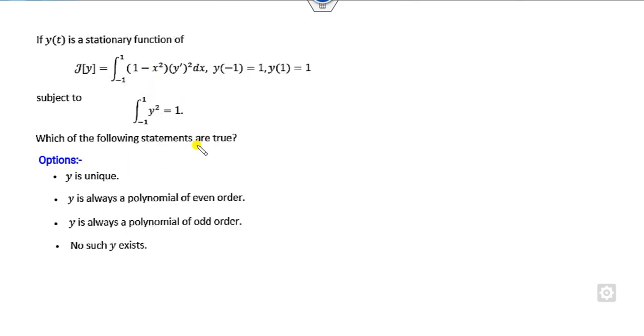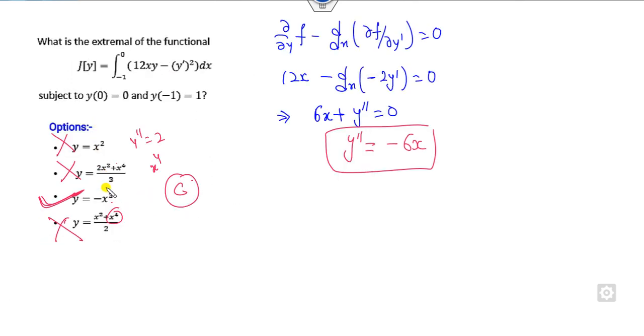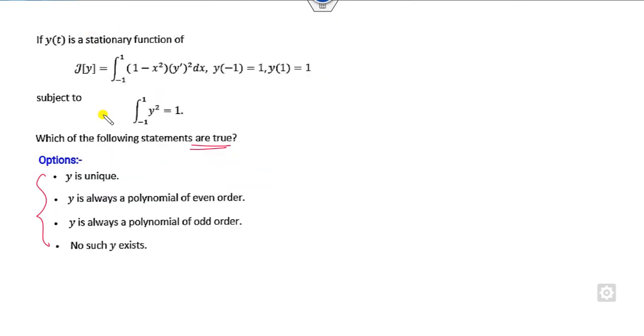Now look at this one, which of the following statements is true. Now here they are asking about some condition. In the previous question they were asking about the extremal, so you had to solve that problem. But here they are not asking about the extremal. y is always an even function. So consider any even order, say x to the 4.